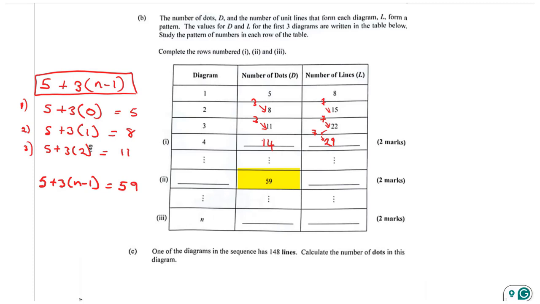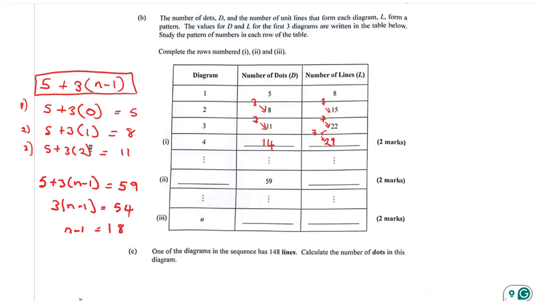So let's solve for n. Subtract 5 from both sides. We're going to get 3(n minus 1) is equal to 54. Divide both sides by 3. We're going to get n minus 1 is equal to 54 divided by 3. That is going to give me 18.